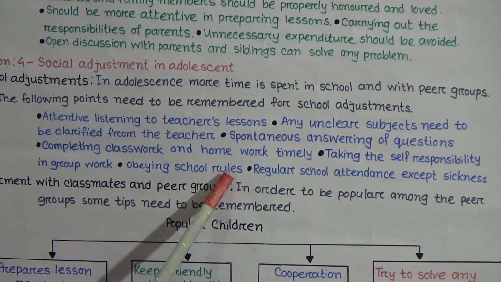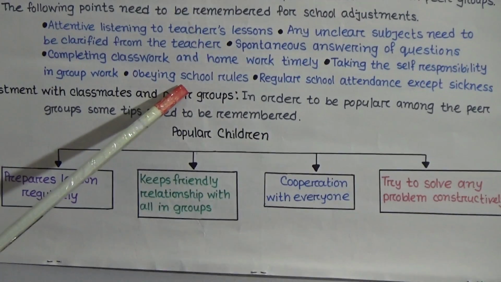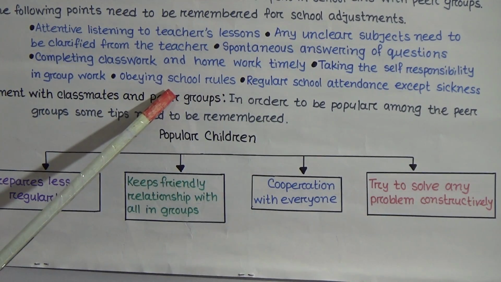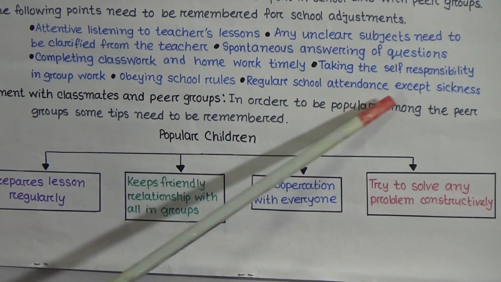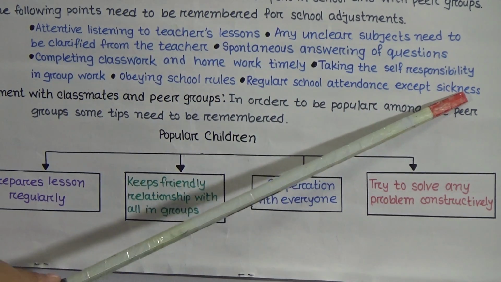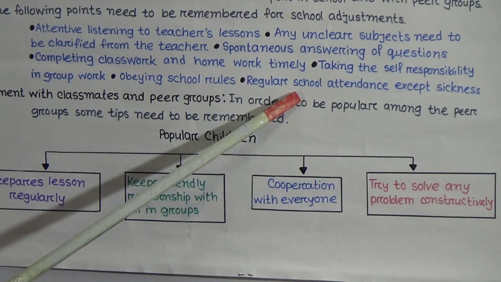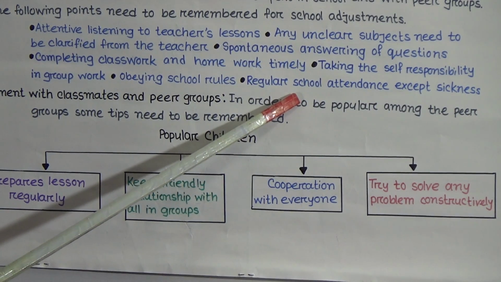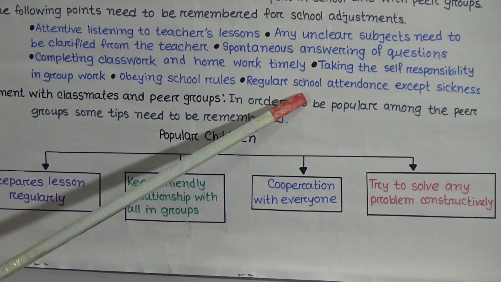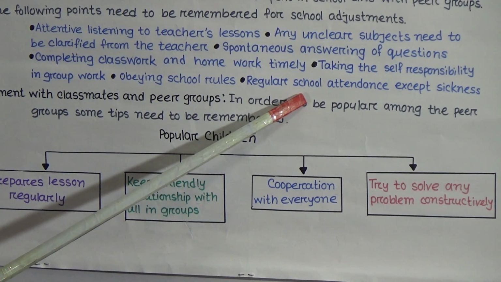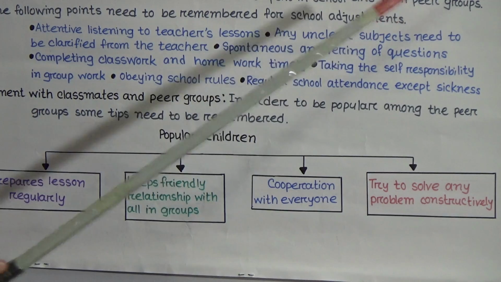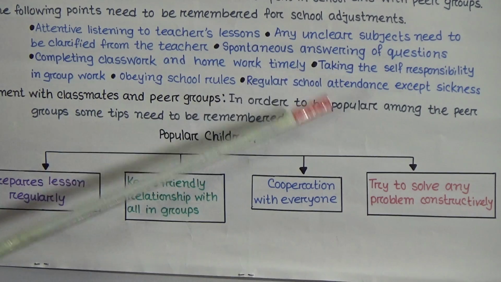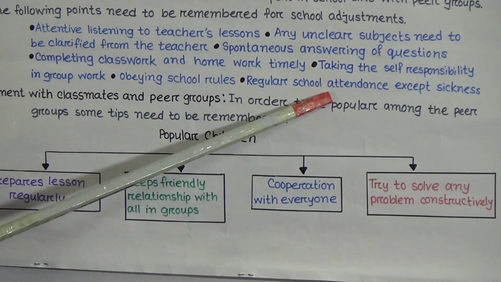Next point, obeying school rules. There are lots of school rules, and we have to obey them. We have to follow them from the core of our heart. And last point, regular school attendance except sickness. We have to attend our school regularly. In the time of adolescence, students of 10 to 19 may not want to go to school regularly. It can happen. You have to go to school regularly except sickness. If you are ill, then you can miss your school. Otherwise, you need to be attentive.